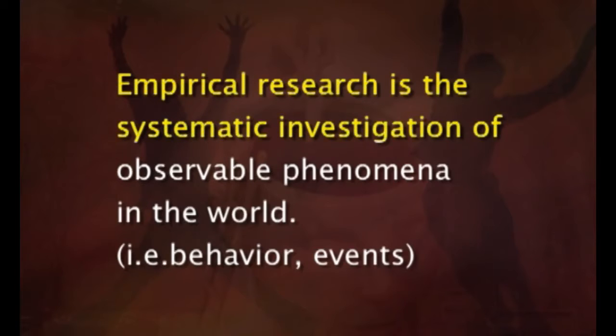The field of social psychology relies heavily on empirical research. Empirical research is the systematic investigation of observable phenomena in the world, for example, behaviors and events. Researchers try to collect information about behaviors and events in an accurate and unbiased form. This information, which may be either quantitative or qualitative, enables social psychologists to describe reality in detail and to develop theories about social behavior. When conducting empirical research, investigators usually employ a methodology.